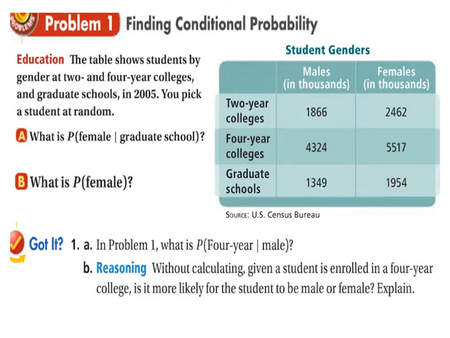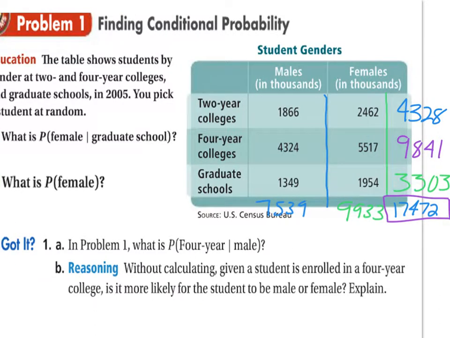So I'm going to go ahead and calculate some numbers and write those in. I'll pause so those will just pop up. Okay, so I went ahead and put in those numbers. Again, the total for each column, each row, and the overall total, 17,472 in the bottom right corner. So we're looking at just the probability that they're female given that they're in graduate school. The total number of graduate school students, and I'm not worrying about the fact that these numbers are in the thousands, was 3,303. So that's our denominator. And of that 3,303, the number that were females was 1,954.